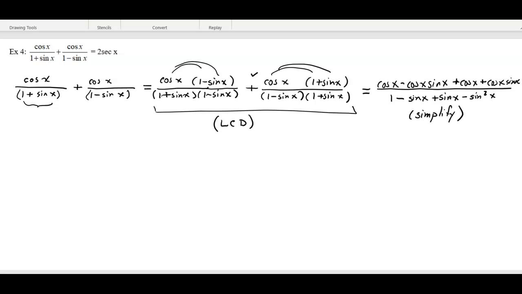So now, let's see what happens. So I have negative cosine of x sine of x, positive cosine of x sine of x. So those two terms cancel out. And the numerator becomes cosine of x plus cosine of x, which is 2 cosine of x. So that's my numerator. My sine of x's cancel out. That leaves me 1 minus sine squared of x. And this is definitely just simplifying.